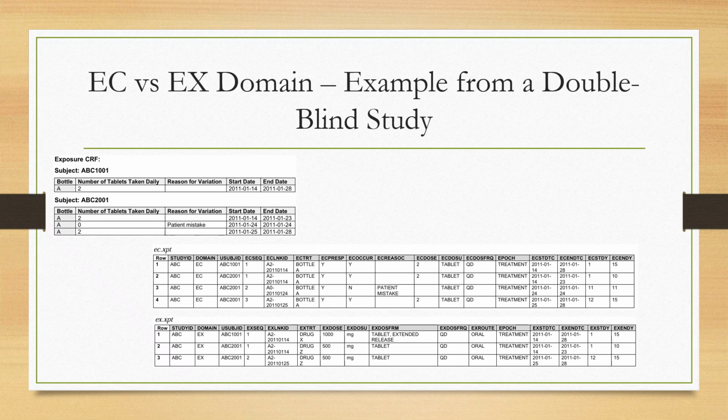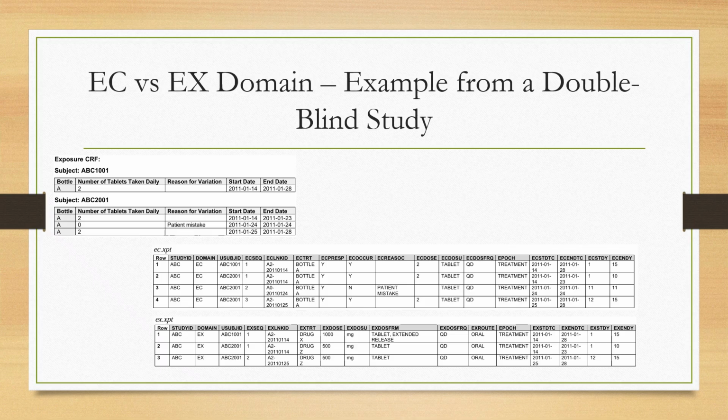Another thing to note here is that the date where the subject has missed the dosing, that information will not be populated in the EX domain. EX domain will only have the information which the subject actually has taken. Since the subject has missed the dose on 24th of January, we are not creating that particular record with 0 dose, but we are creating the second record for the second intake of the medicine, which starts from 25th of January to 28th of January.